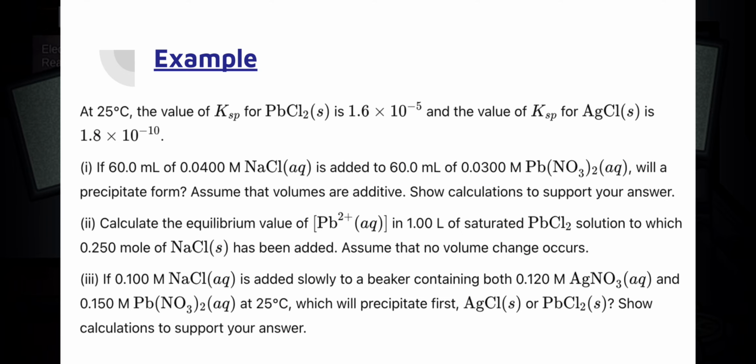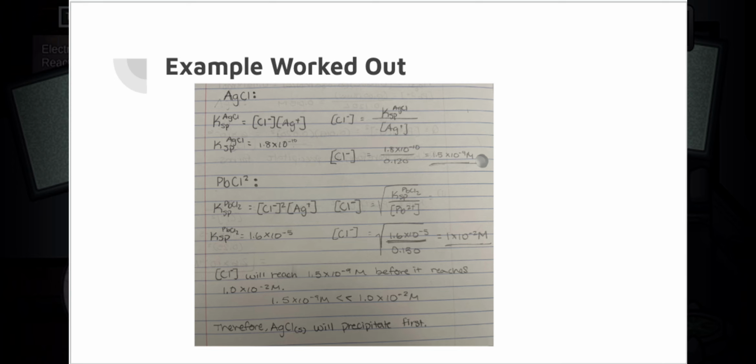And lastly, the third part asks: if 0.100 molarity NaCl is added slowly to a beaker containing both 0.120 molarity AgNO3 and 0.150 molarity Pb(NO3)2 at 25 degrees Celsius, which will precipitate first, AgCl or PbCl2? Show calculations to support your answer. To solve this, we need to find the concentration of Cl minus for both solutions and compare the amounts. Let's start with AgCl. This is the Ksp formula for AgCl. We know that it is equal to 1.8 times 10 to the negative 10, according to the information given earlier in the question. Manipulating the equation again and substituting the 0.120 molar concentration of Ag plus from the question, we get 1.5 times 10 to the negative 9 molarity for Cl minus in AgCl.